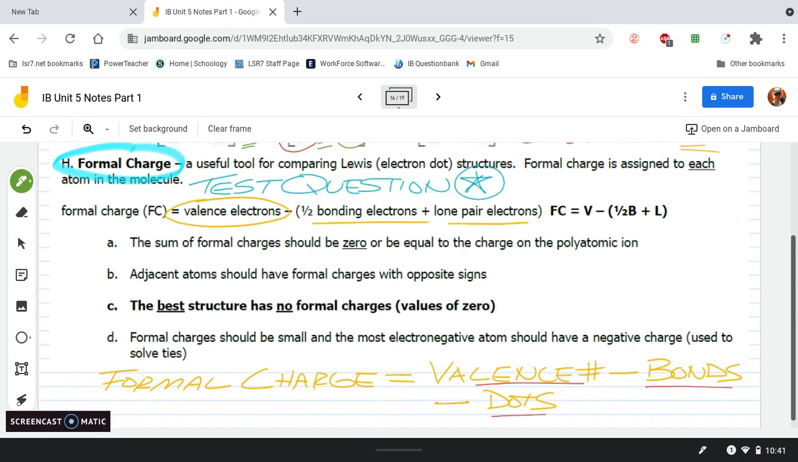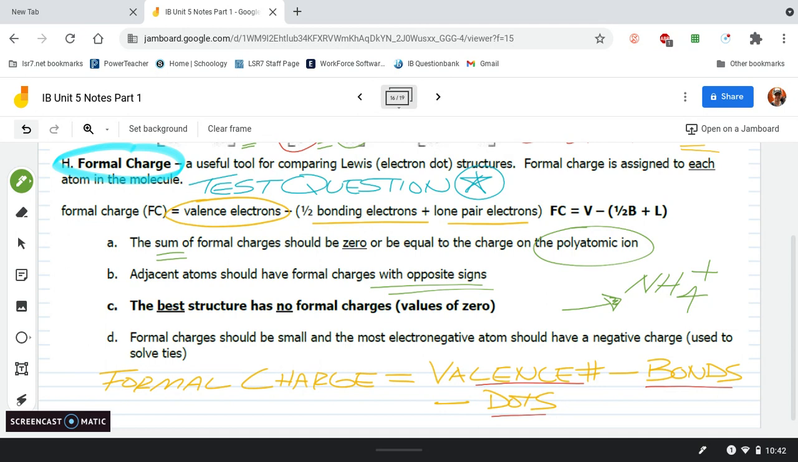Now, let's look at these rules. When you add up all of those numbers, the sum of all of the formal charges needs to be 0, or if you have something with a charge, like polyatomic ions, like NH4 plus 1, there's ammonium. When you add up the formal charges for this one, it would equal plus 1. Normally it's 0 because most things don't have a charge. Okay, adjacent atoms should have formal charges with opposite signs. That doesn't always work out, so I wouldn't worry a ton about that.